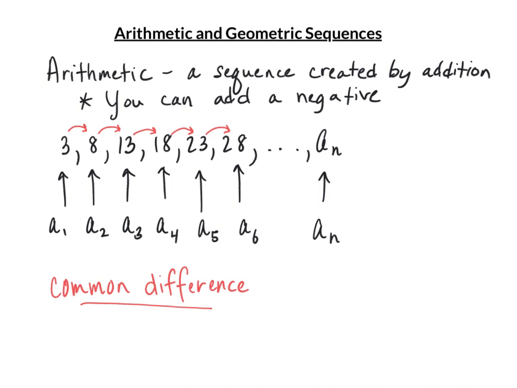The first term I could call a sub 1, meaning it's the first term in the sequence. This is not like an exponent. This lowercase 1 refers to the first number in the sequence. A sub 2 is 8, a sub 3 is 13, a sub 4 is 18, and so on. And eventually the sequence might end, and I could call that number a sub n, or it might continue forever.